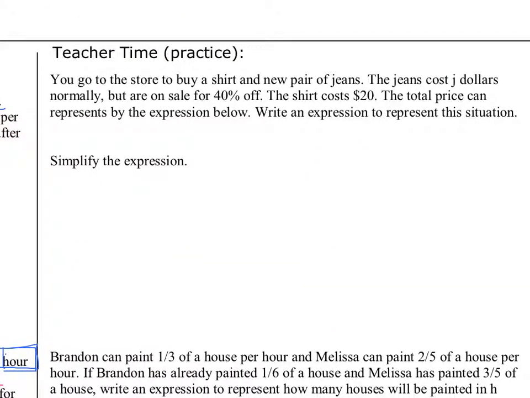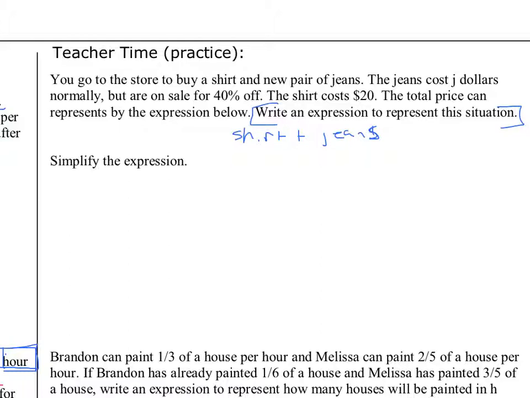All right, you go to the store to buy a shirt and a new pair of jeans. The jeans cost J dollars normally, but are on sale for 40% off. The shirt costs $20. The total price can be represented by the expression below. Actually, we're going to write the expression below because it tells us to write the expression. So we want to find out our total price. The total price, part of it is going to come from the cost of the shirt plus the cost of the jeans. The shirt's the easy part.